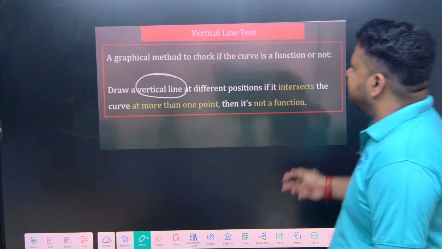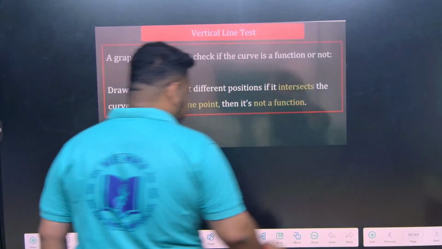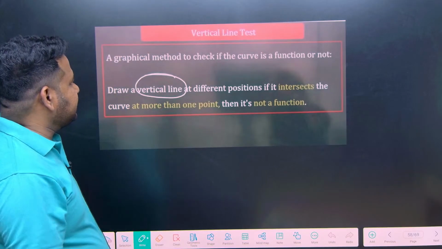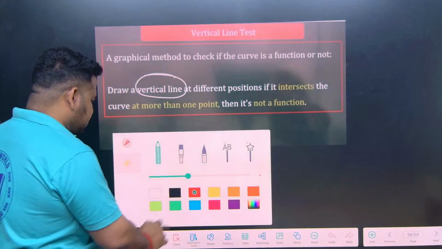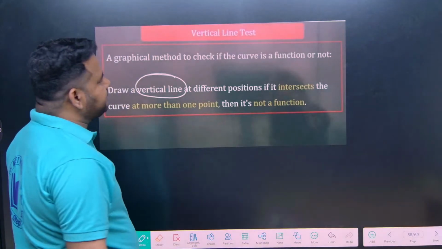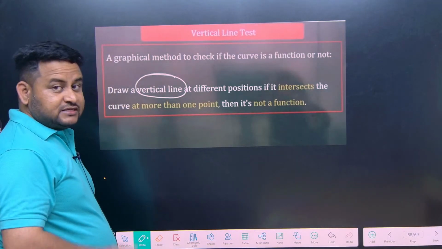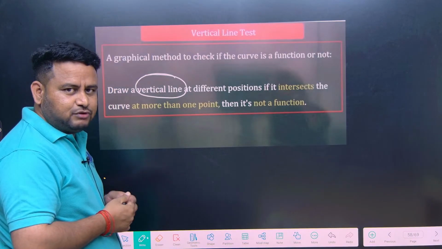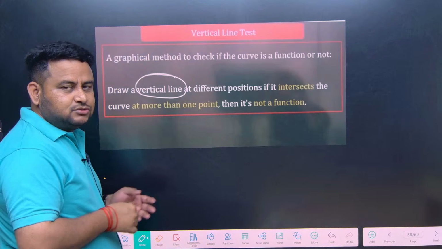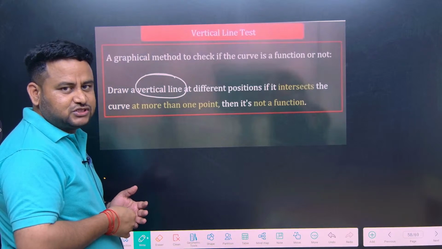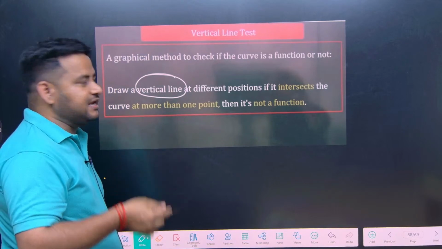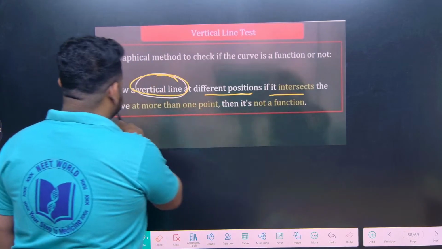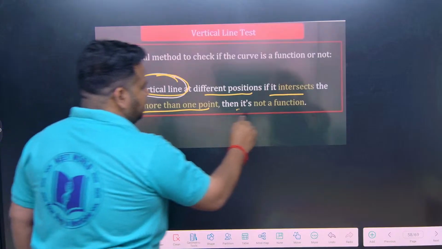Now to understand functions, one more concept is there, called the vertical line test. What is this vertical line test? It is a graphical method to check if a curve is a function or not. You will get a lot of graphs in class 11th and 12th mathematics. To check whether a graph satisfies the given function or not, we have the vertical line test. Draw a vertical line at different positions. If it intersects the curve at more than one point, then it is not a function.